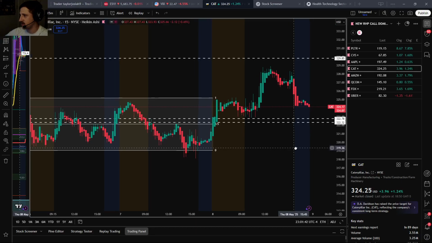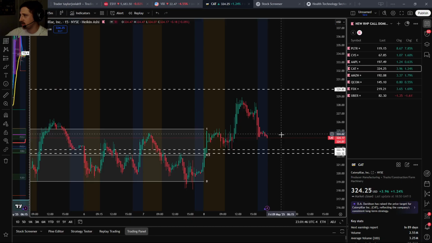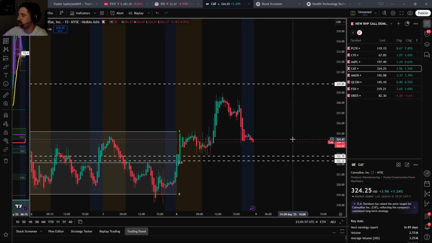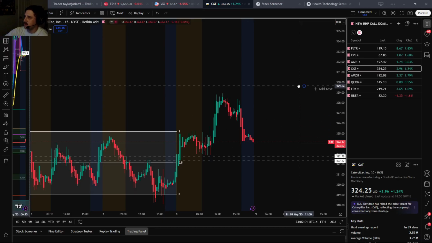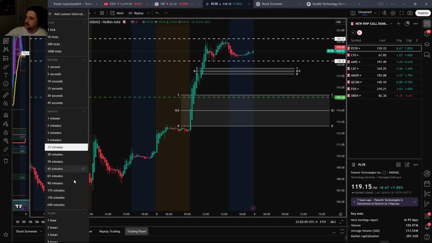I don't know how strong that support is. Don't think it's hugely strong, but getting it up to 330, maybe get an SR flip from here. I'm not too sure, but just understand that we are in a call dominated environment, and 322 is support, and we can target 330. Next one is going to be Palantir.